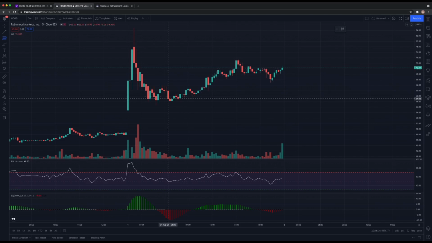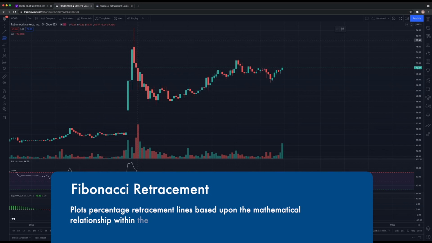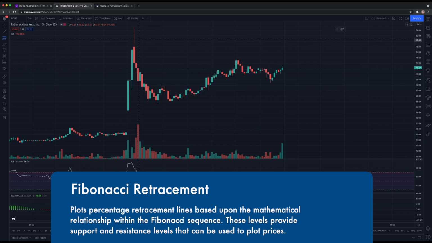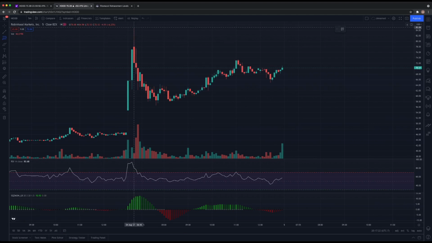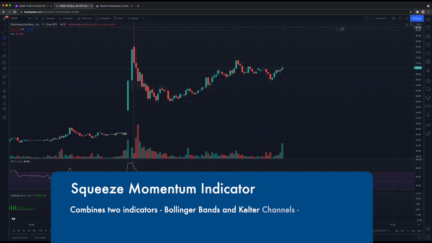So from here I did want to make some price predictions for Robinhood going forward, and because the stock has only been trading for a week, please use these Fibonacci levels in conjunction with other indicators such as the RSI or your squeeze momentum, which is similar to a MACD. That way you can make an informed decision when you choose to trade Robinhood.